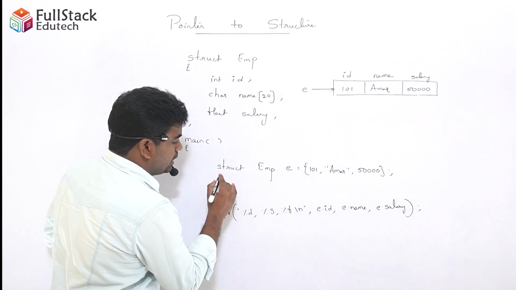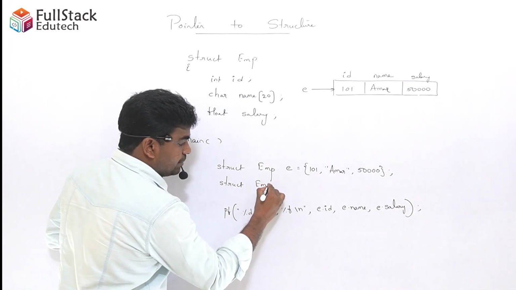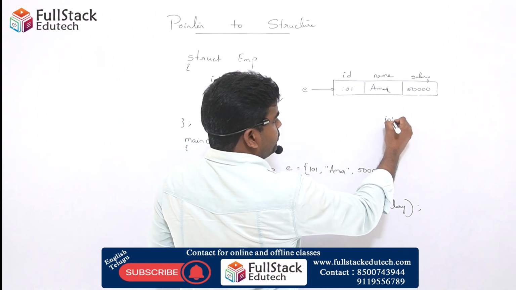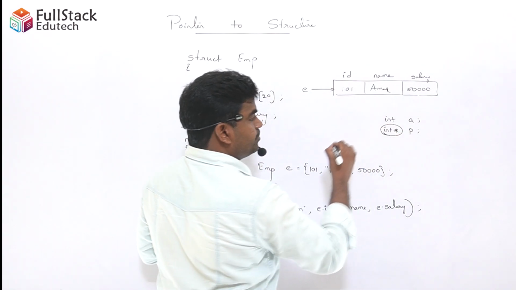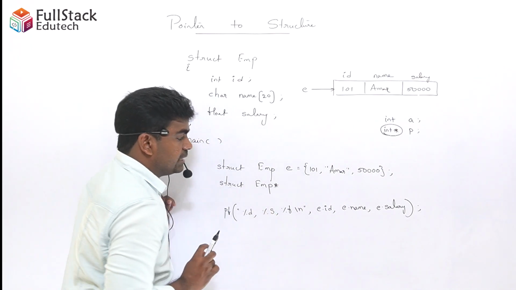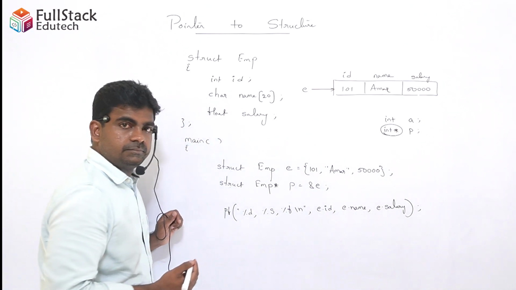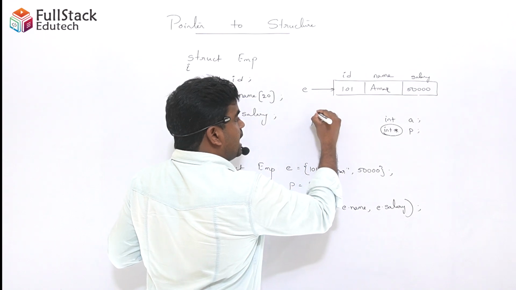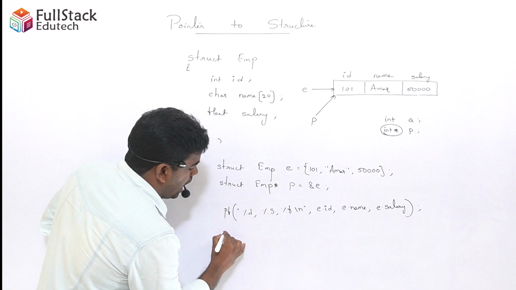But just like the normal variable, now we are creating the pointer variable, struct emp star P. This is the way. Normally, if it is an integer variable, what is a pointer variable? This one is a pointer variable. In the same way, struct emp E is a normal variable and this one is a pointer variable P, storing the address of E. Whenever you store the address of E, P also starts pointing to this location. But the only difference is how to access.